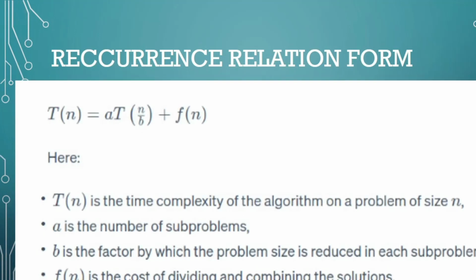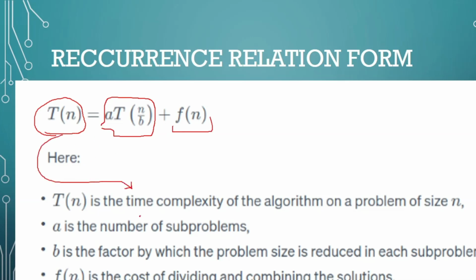Okay, so we want to understand what a recurrence relation looks like, and this is an example of a form of a recurrence relation. So we have T(n) = aT(n/b) + f(n). So what are these terms that we're looking at here? T(n) is what we're calling the time complexity. This is what we're trying to figure out, the time complexity of the algorithm. And what is this n? n is just the size of the problem. And then a stands for the number of sub-problems.